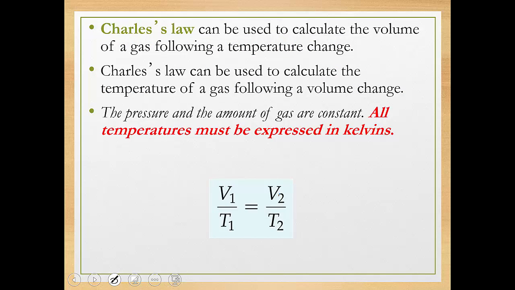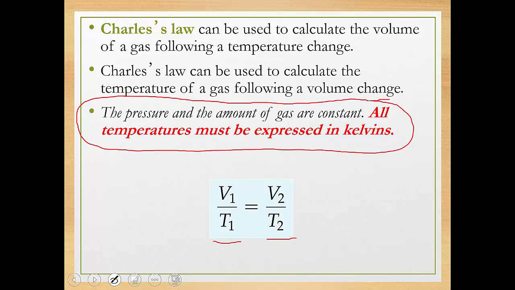All right, so here's the expression that relates volume and temperature during a change. Temperature change, volume change, or whatever. The volume divided by the temperature of the initial condition is equal to the volume divided by the temperature of the new condition that you're looking at. This assumes that A, the pressure and number of moles of gas are constant, and B, all temperatures must be expressed in kelvins.